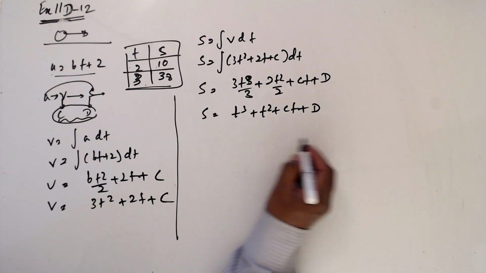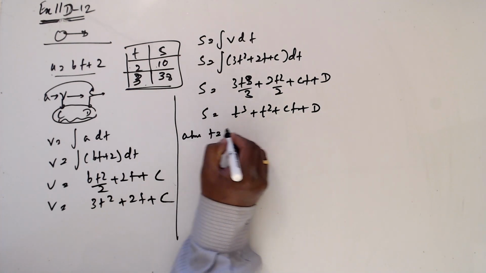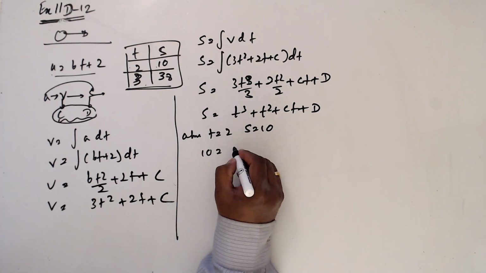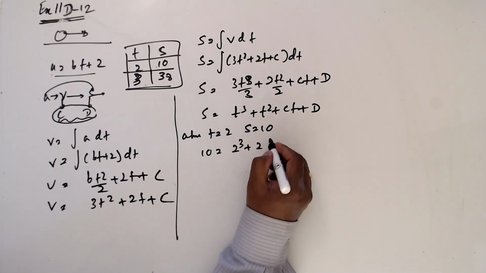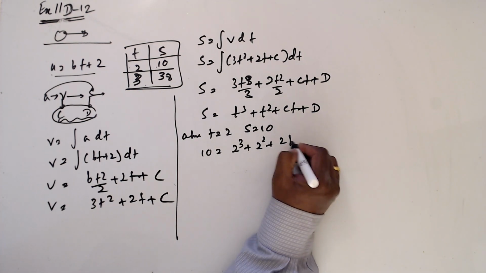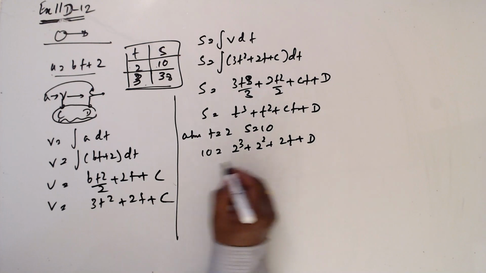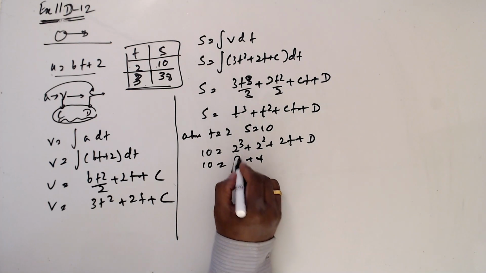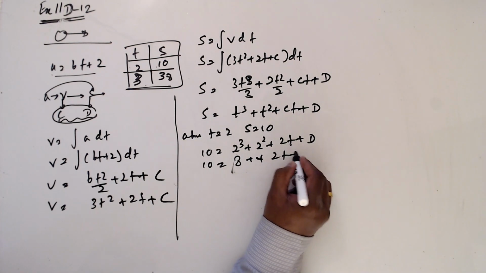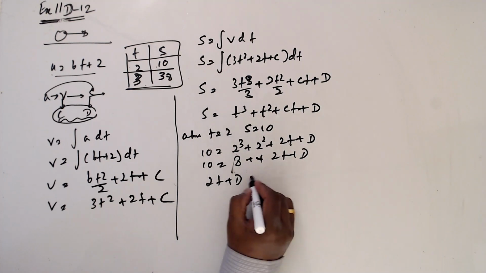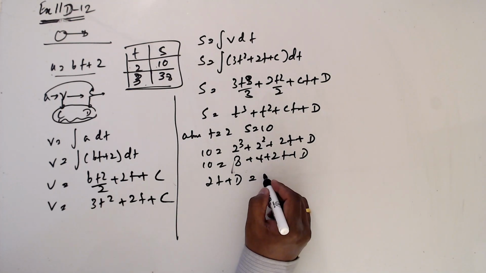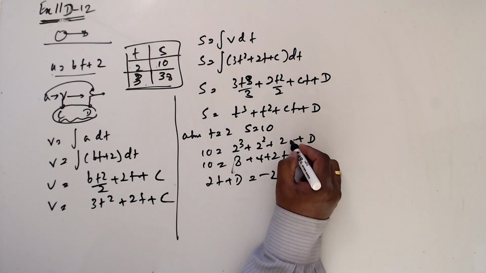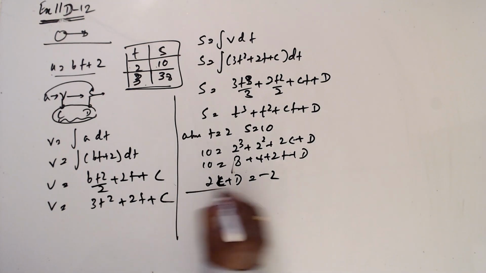Now we'll apply when t equals 2, s equals 10. So this is 10 equals 2 cube plus 2 square plus 2C plus D. So this is 10 equals 8 plus 4 plus 2C plus D. So 2C plus D equals minus 2. Sorry, that is 2C. So 2C plus D equals minus 2.